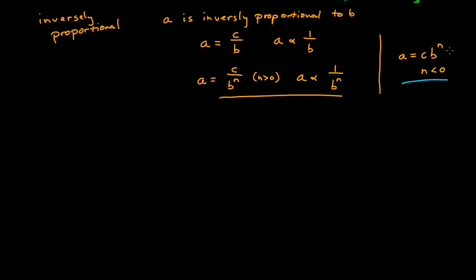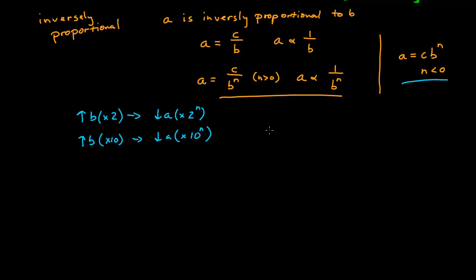So let's just see the differences that this creates. In this case, if I increase, and I'm going to use little arrows to mean increase, if I increase B by a factor of 2, that means I decrease A, or A decreases by a factor of 2 to the n. Or if I increase B by this time a factor of 10, that decreases A by a factor of 10 to the n power.